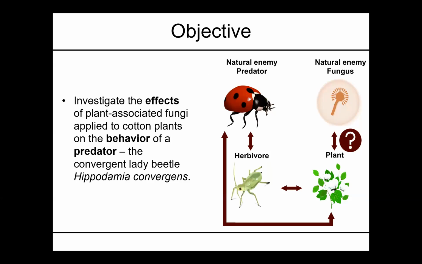So the objective of my research was to investigate the effects of plant-associated fungi applied to cotton plants on the behavior of the predator, that is the convergent lady beetle. So we know that some plant-associated fungi have effects on the aphids, like decreasing the reproduction by 50%, but we don't know if these microbes will interfere with the natural enemies, like, I don't know, maybe the aphids will have a different quality as a resource for the lady beetle.